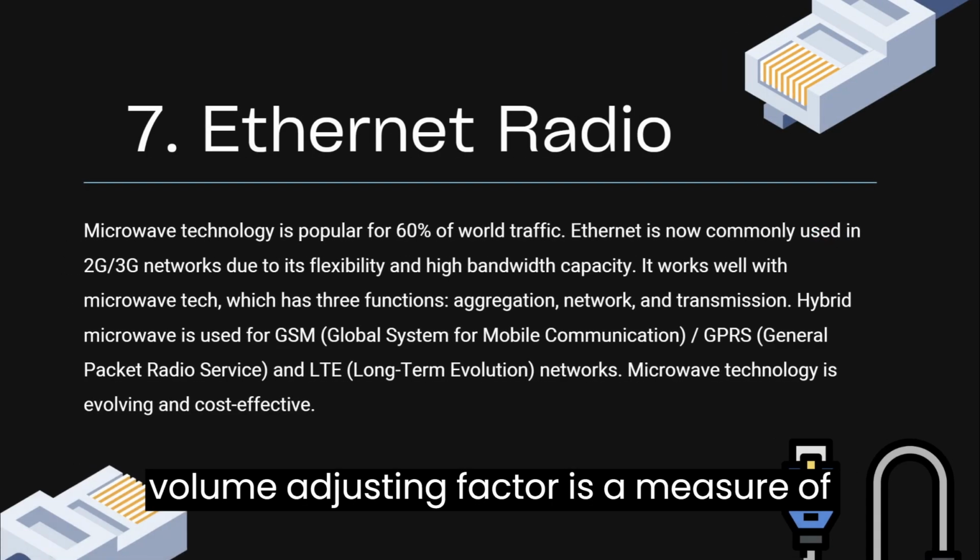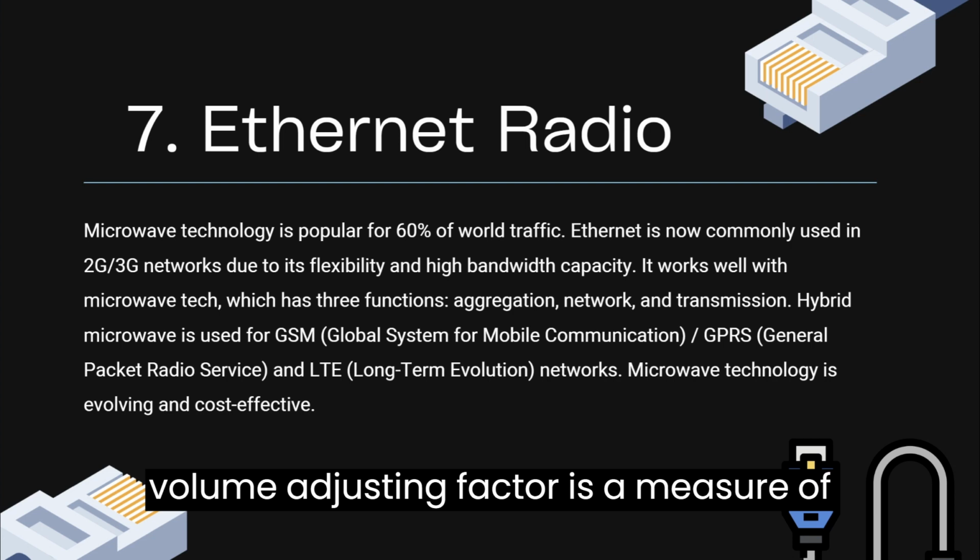For point 7, which is about the Ethernet radio, more than 60% of the world traffic is transmitted using microwave. In the past, 2G and 3G networks were based on TDM technology. But consumer needs have changed, and new technology has emerged. Ethernet is a popular standard used in offices and everyday life because it can handle high bandwidth and multimedia, making it less costly, flexible, and easy to use. Microwave technology is a good fit for Ethernet because it can handle high capacities and mitigate the challenge posed by fiber and other cable systems.